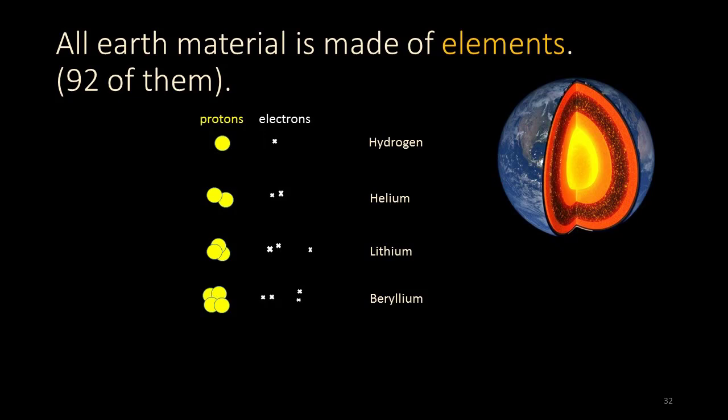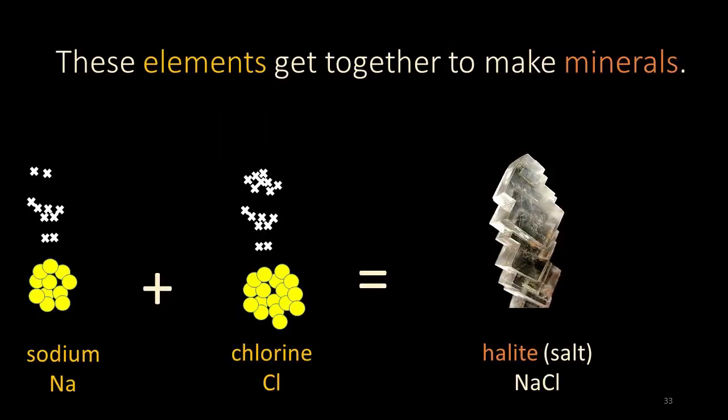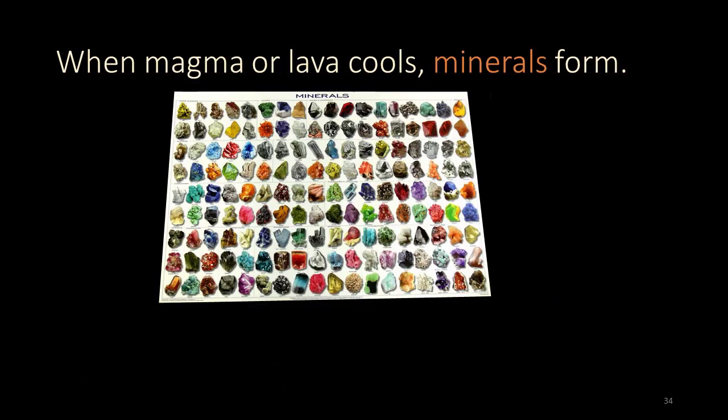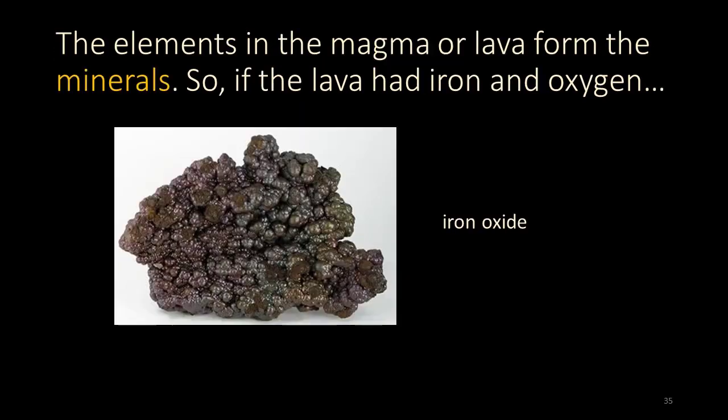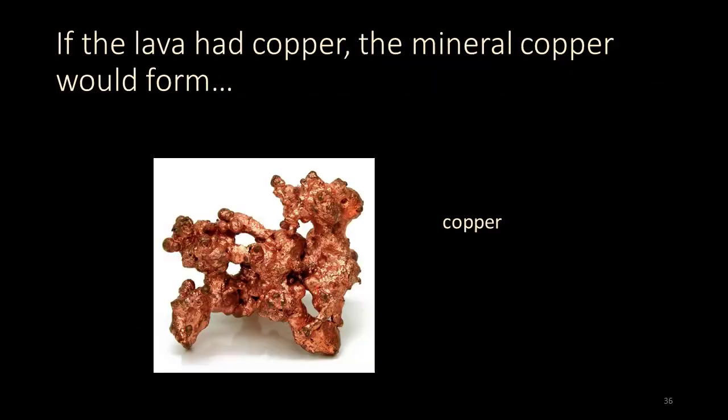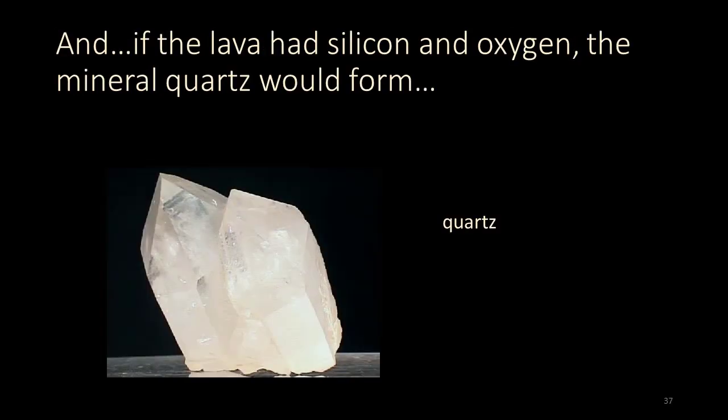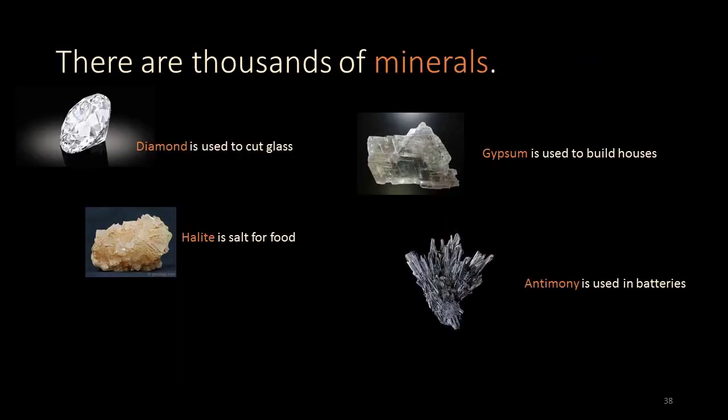All earth material is made of elements. There are 92 natural elements. These elements form minerals. When magma or lava cool, minerals form. The elements in the magma or lava form the minerals. So if the lava had iron and oxygen, or copper, you would get different minerals. If the lava has silicon and oxygen, you'll get quartz. There are thousands of minerals.